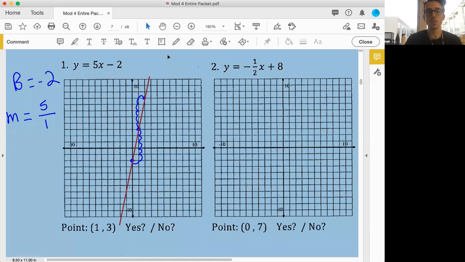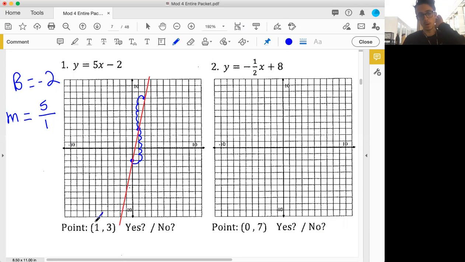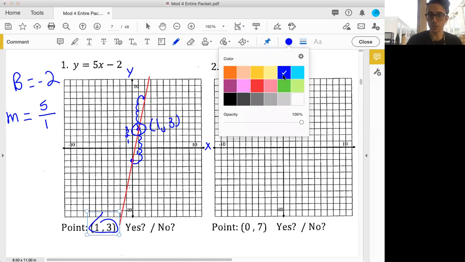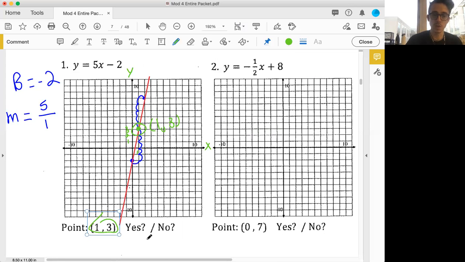All right, cool. So we're now looking for if this point (1, 3) is on the line. So (1, 3) is going to be right here. This is 1 in the x direction and then 3 in the y direction. Since this point (1, 3) is on the line, and I'll put this in green, yes, we can say that this is a point that's on the line.